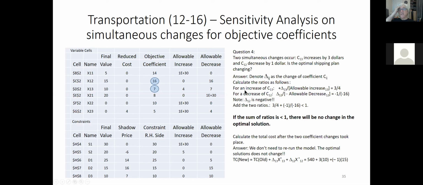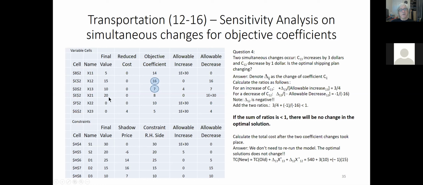So I'm calculating the ratio. For the route from 1 to 3, I take the delta I3, that is now 3. I divide it by the allowable increase, that is now 4. I repeat the same for the decrease of the second coefficient. So you have -1, and then you divide it by -16, and you add them. You add them, and you get less than 1. Conclusion, those changes do not cause any change in the optimal solution.